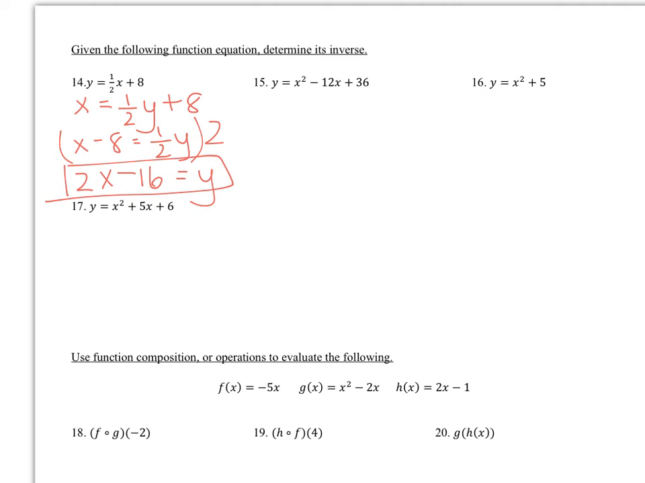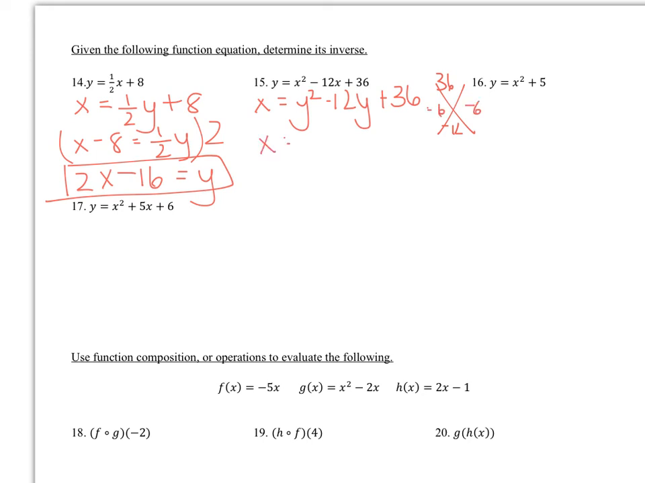If I look at number 15, change x with y and change every x with y. So whenever you see a y squared and a y, a light bulb should go off in your head. Your brain should say, oh, I gotta factor this. So let me try to factor this. 36, negative 12. What are factors of 36 that make negative 12? Negative 6 and negative 6.